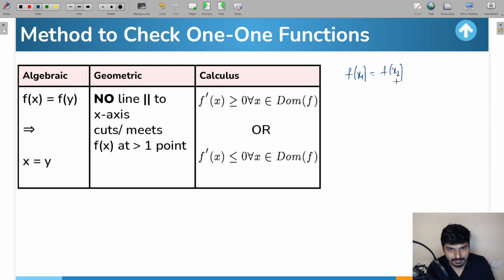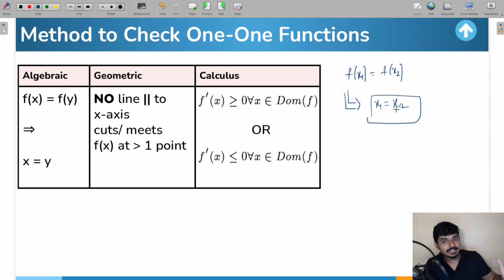You start with this particular condition, and from this condition you have to exclusively get this particular condition, which is x1 is equal to x2. So when from f of x1 is equal to f of x2, if you're exclusively getting only this condition, which is x1 is equal to x2, then we can say that the function which is given is simply going to be a 1, 1 function.